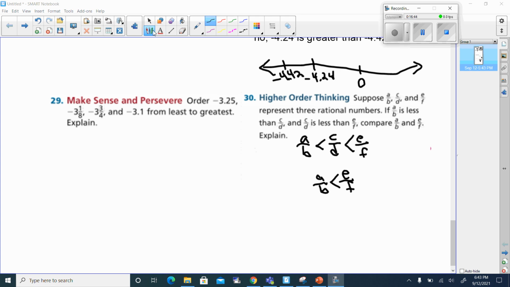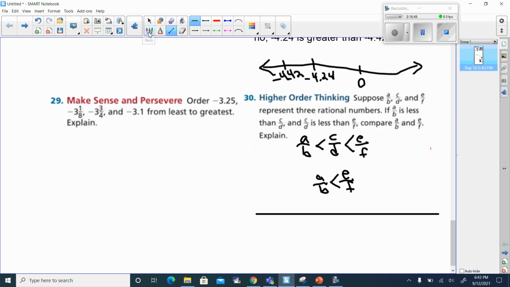Let's put that to the number line and check it just to make sure. I'm going to make a neater number line here. There we go. If they're saying A over B is less than C over D, that means A over B will be farther to the left on my number line than C over D. And C over D is less than E over F, which means farther to the left than E over F. And yes, absolutely, comparatively, A over B then has to be less than E over F. Yes, that's what I would do.